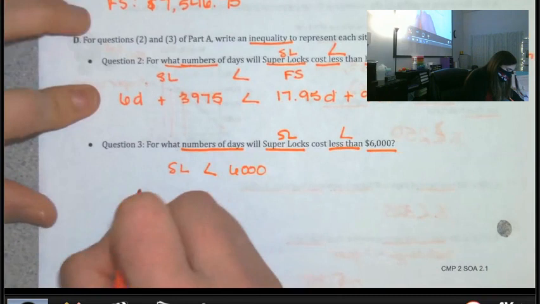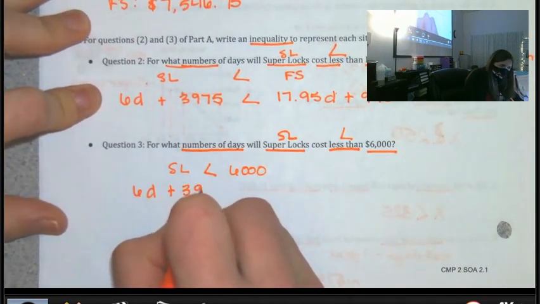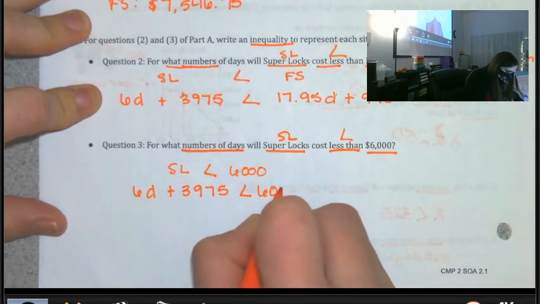And we're just going to rewrite my equation for Superlocks of 6D plus 3,975 is less than 6,000.